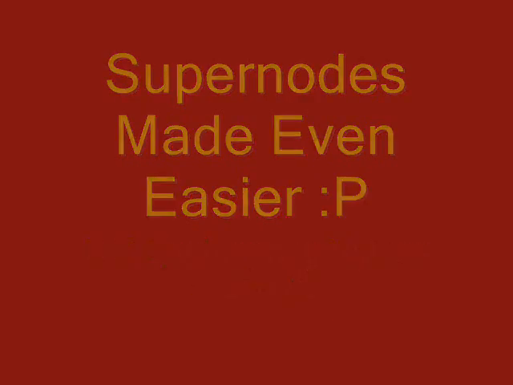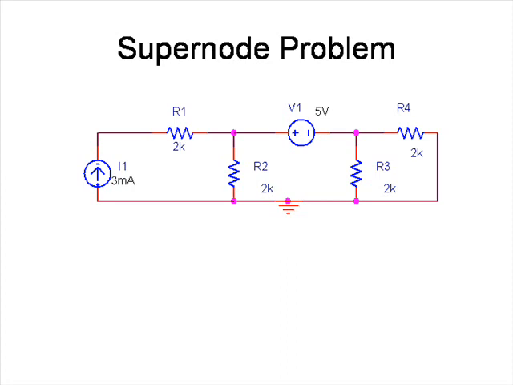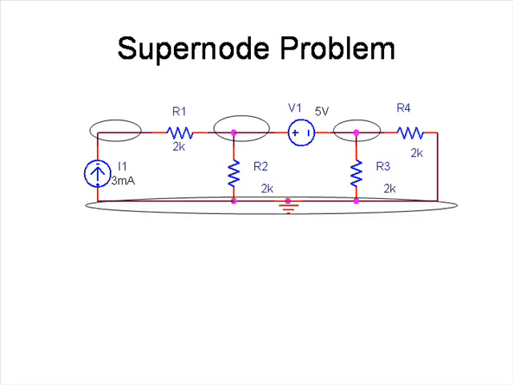So picking up right where we left off, let's take a look at this supernode problem here. As you can see, we've got four nodes. We got one here, we got one here, we got one here, and we got one here. I've pretty much already put down that this was a ground node, so you don't have to worry about that one. Alright, so we do know that we have three nodes to solve, so we can label them V1, V2, and V3.